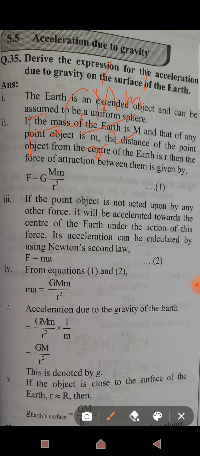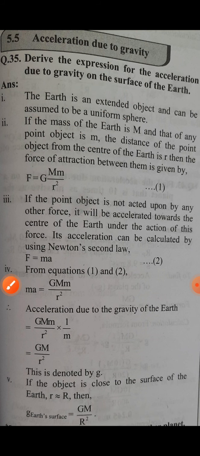If the point object is not acted upon by any other force, it will be accelerated towards the center of the earth under the action of the force. The acceleration can be calculated by using Newton's second law, that is F is equal to ma. Friends, here they have compared the force according to Newton's second law.